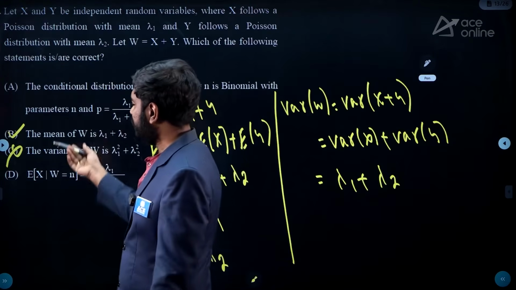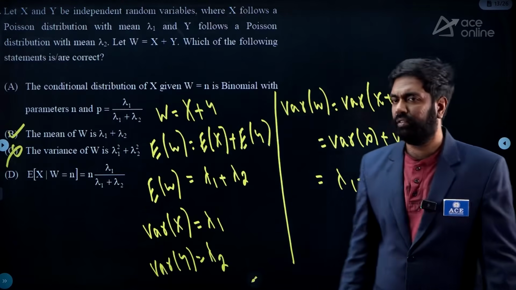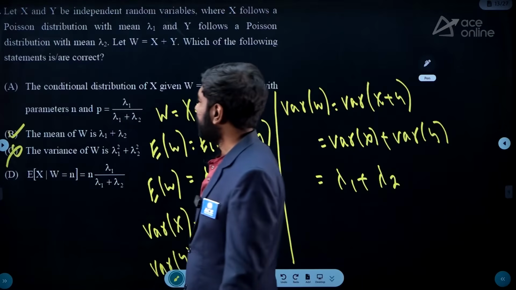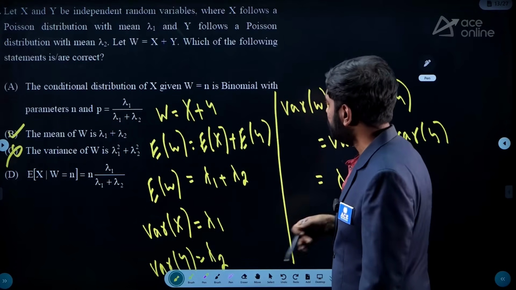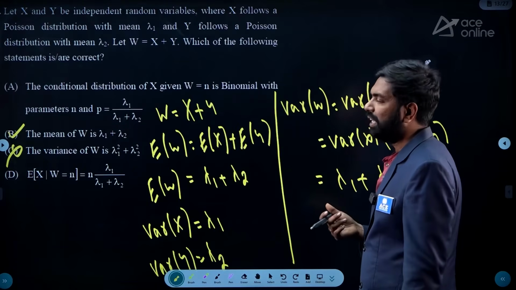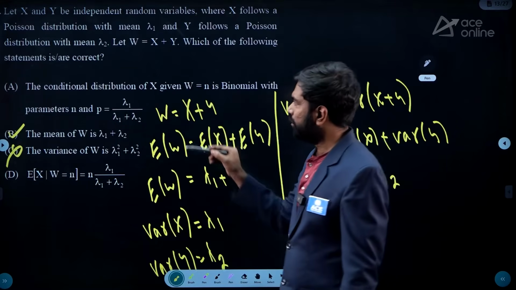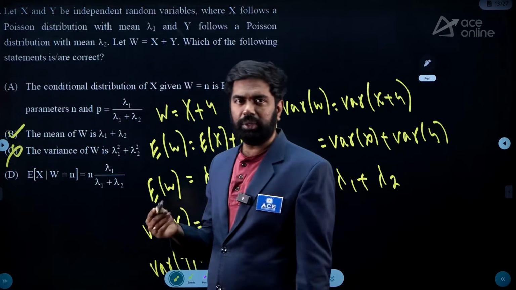Then we are left with a and d. If you can analyze a and d, we are done with this problem. Let's go to the next page. So what does he say? The conditional distribution of x given w equal to n is a binomial with parameters n and p as lambda 1 by lambda 1 plus lambda 2. If you can answer this, you will get an idea about d as well.